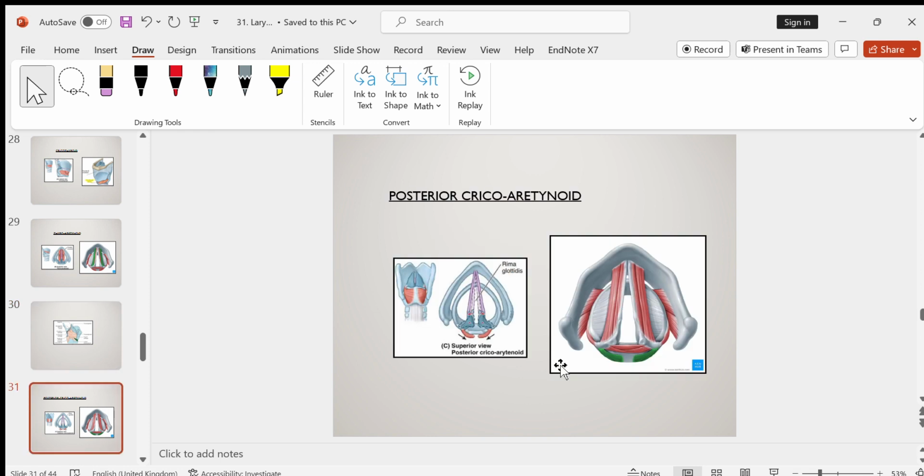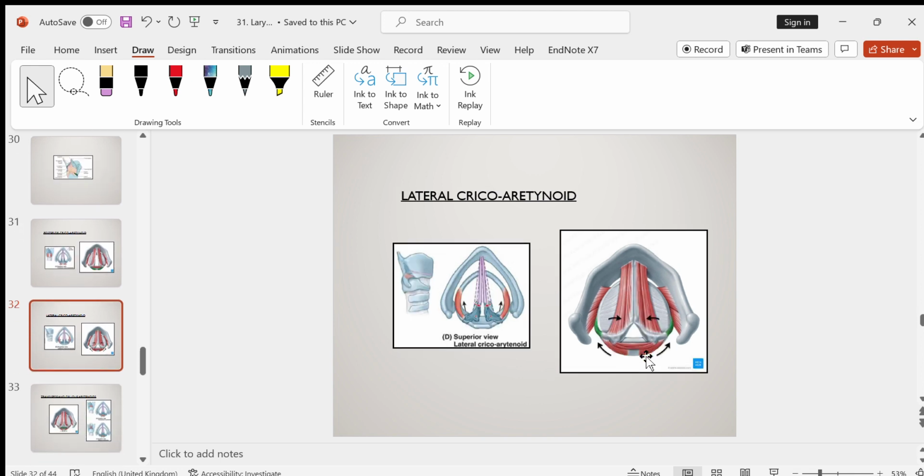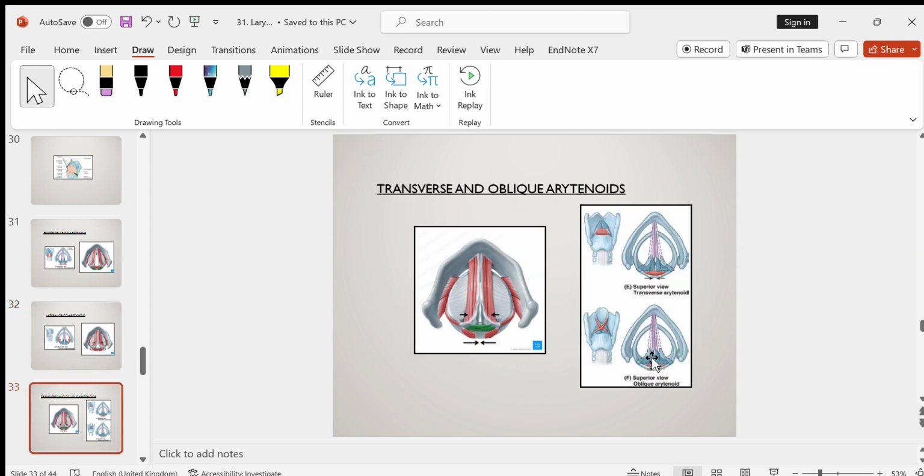Next is the posterior cricoarytenoid. This is attached between the cricoid cartilage and the muscular process of the arytenoids. The lateral cricoarytenoid, just like the posterior cricoarytenoid, is between the muscular process of the arytenoid and the cricoid cartilage. Transverse and oblique arytenoids are attached in between the two arytenoid cartilages. The transverse fibers are transversely placed, and oblique arytenoids are obliquely placed between the two arytenoids.